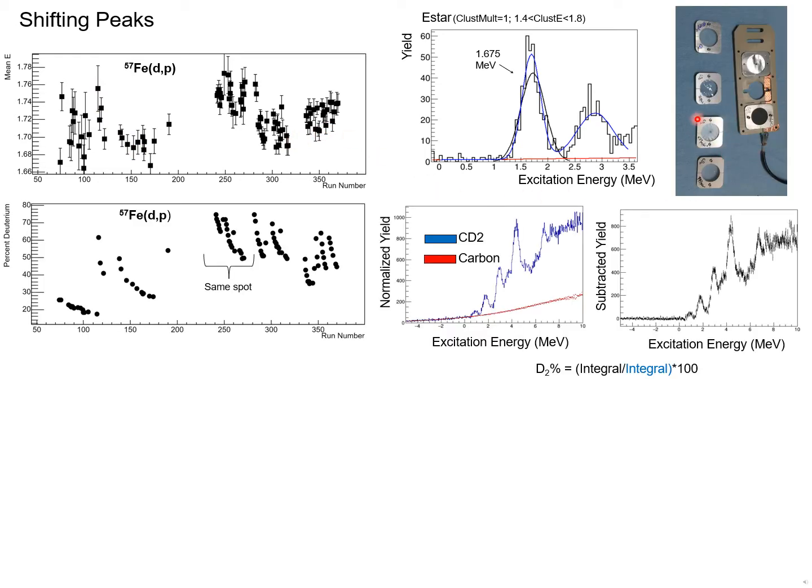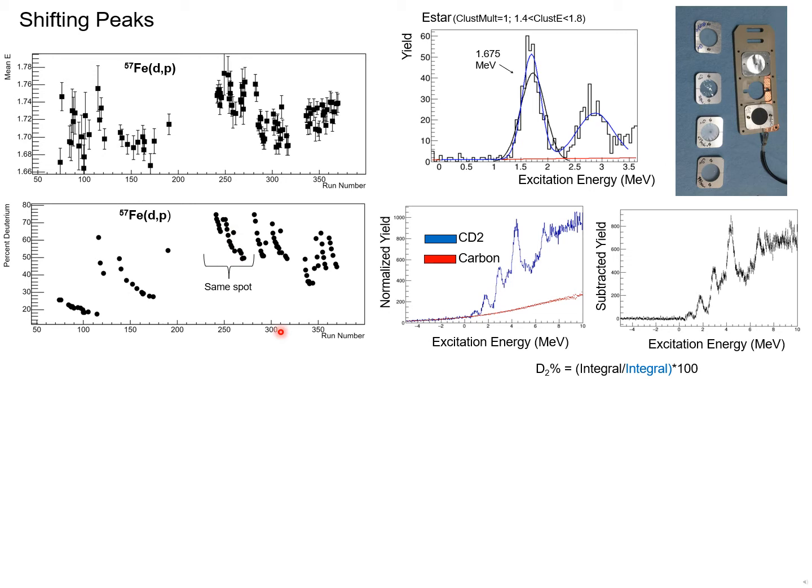We also found that during the course of running on a particular CD2 target, we were actually depleting our deuterium content. And so we would move our target periodically throughout the runs in order to hit a new spot in order to increase our deuterium percentage. This plot here represents the loss in the deuterium over the course of running on a particular beam spot. However, we noticed in one particular case here, we were using one beam spot, so we hadn't moved it yet, and we see that there are shifts in the percent deuterium. So this could be indicative of the beam actually moving around.